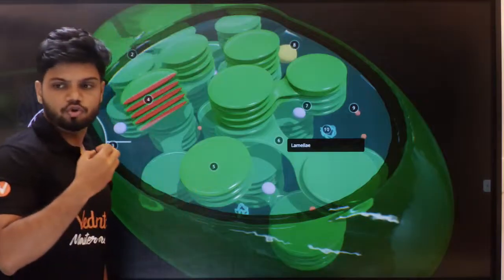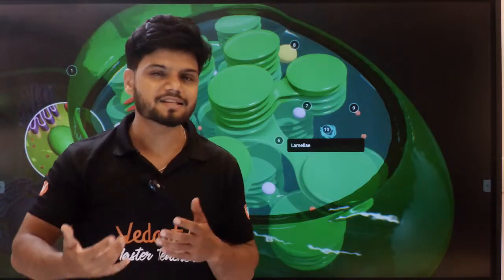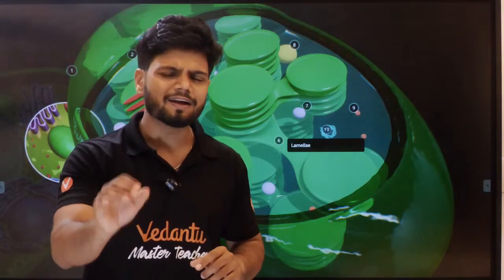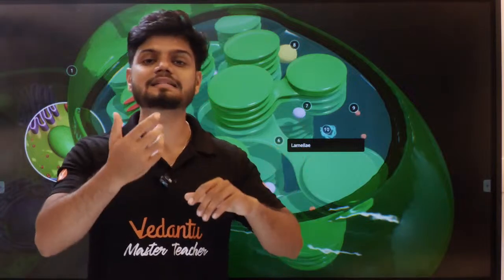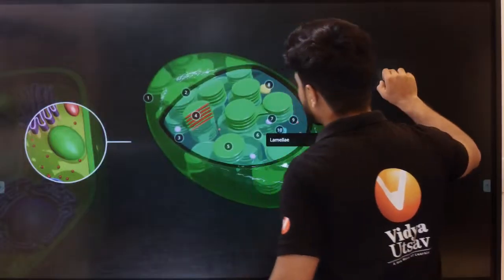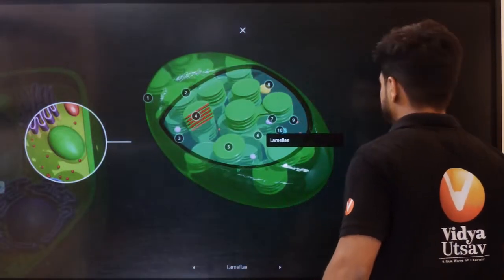Now, students, all of you should know by now that a chloroplast has its own DNA. It has its own ribosomes. Can anyone tell me which type of ribosome you find here? 70S or 80S? We find 70S ribosome here, and 80S in the case of the cytoplasm. This is your entire chloroplast where the entire reaction happens.